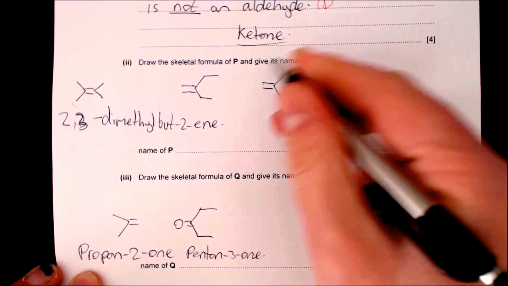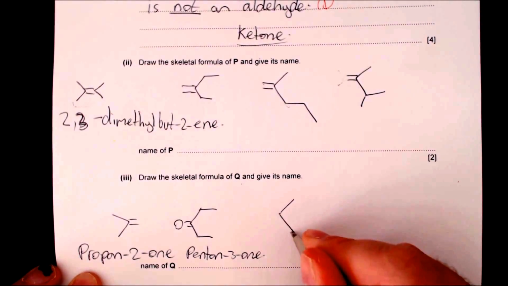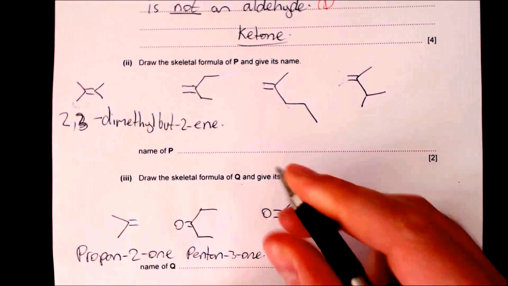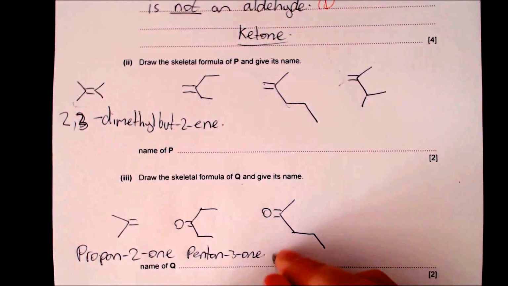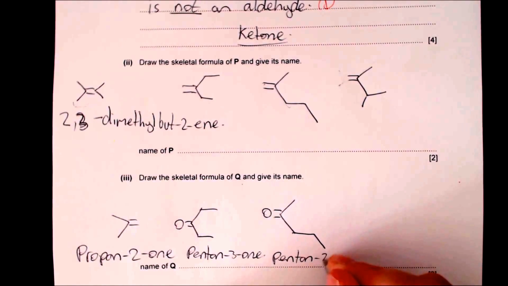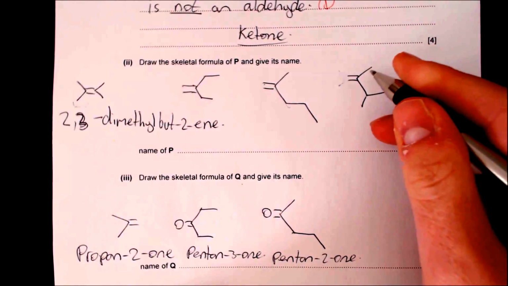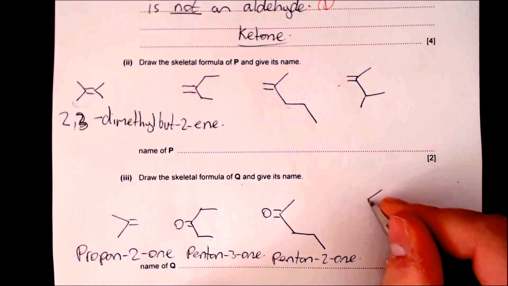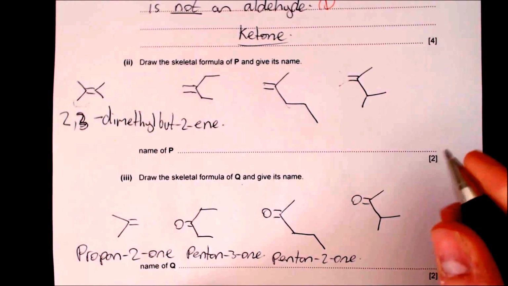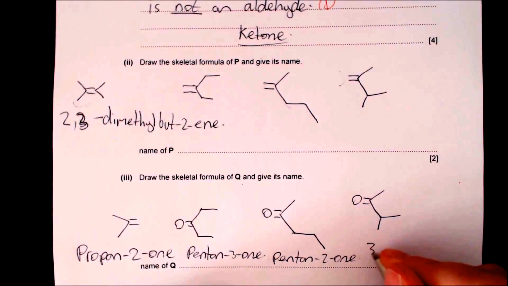There you go. If you drew this one, you're going to form this. I think you're probably getting the gist of this now. There's your ketone, sorry. This is pentan-2-one. Okay, and if you drew this one, then you're going to form this. There you go. And that is 3-methylbutan-2-one.